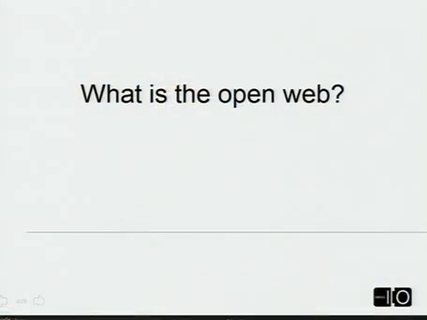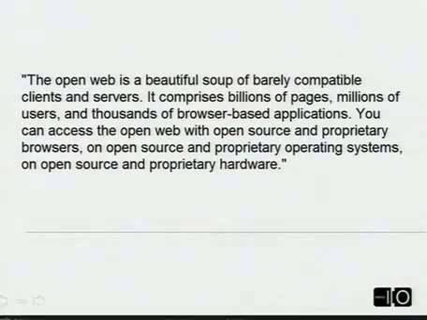So this is an encyclopedia of the open web. What does that mean? What is the open web? Well, briefly, the open web is a beautiful soup of barely compatible clients and servers. It comprises billions of pages, millions of users, and thousands of browser-based applications. You can access it with open source and proprietary browsers on open source and proprietary operating systems, on open source and proprietary hardware.